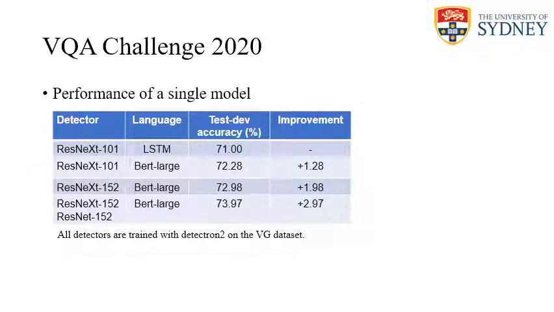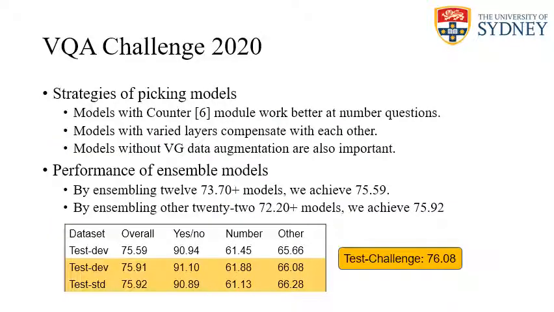In this challenge, we improve the single model of our network by using a detector from ResNeXt 152 and also multi-view features from other backbones. Finally, our best single model is 73.97.